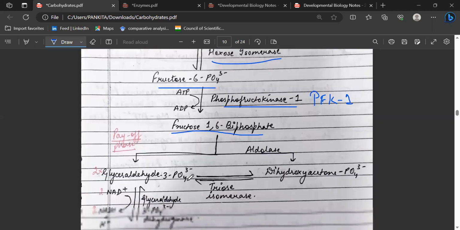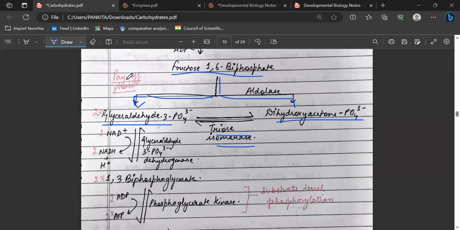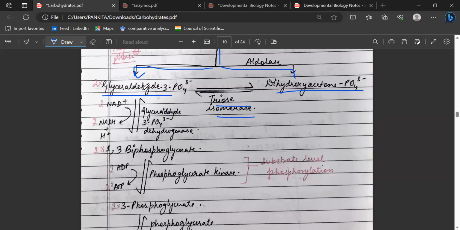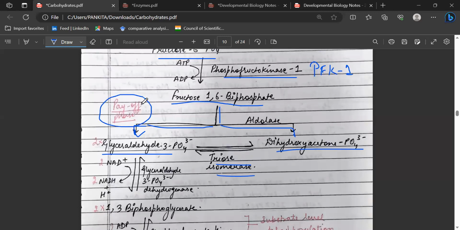Then next, fructose 1,6-bisphosphate in the presence of aldolase is broken down into two 3-carbon compounds. One is dihydroxyacetone phosphate, and the other one is glyceraldehyde 3-phosphate. The dihydroxyacetone phosphate and glyceraldehyde 3-phosphate are interchangeable through the enzyme called triose isomerase. From here, the payoff phase starts, wherein ATP is produced. In the preparatory phase, ATP is utilized, and in the payoff phase, ATP is produced.